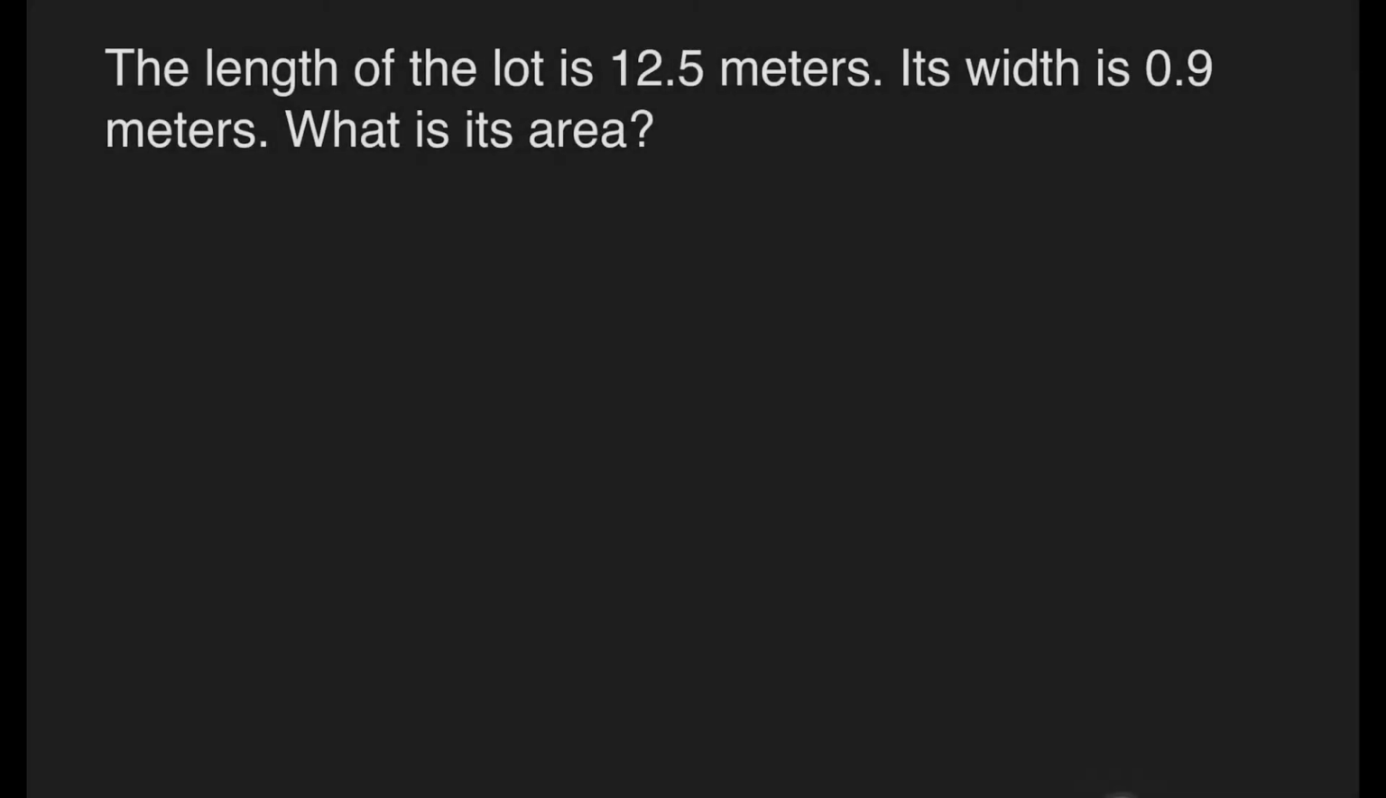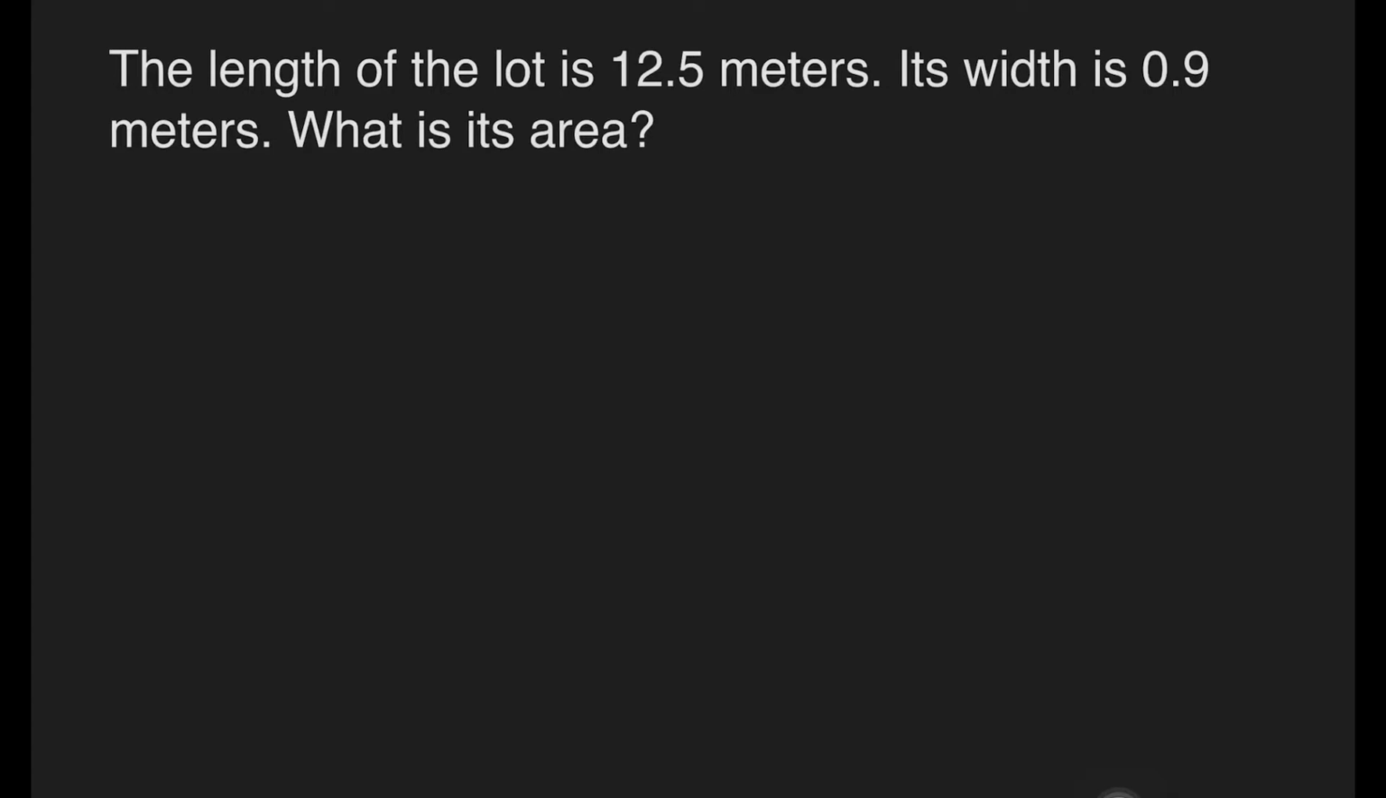Let's have another example. The length of the lot is 12 and 5/10 meters. Its width is 9/10 meters. What is its area? In solving for the area of a lot, we need to multiply the length and the width. So we have the given. The length is 12 and 5/10 meters. And the width is 9/10 meters. So we will just multiply these two decimals.